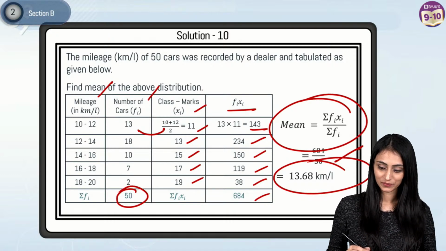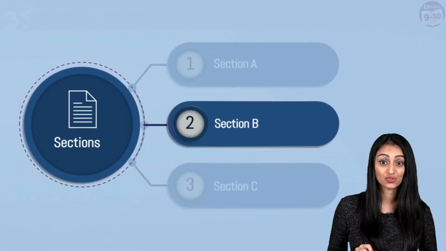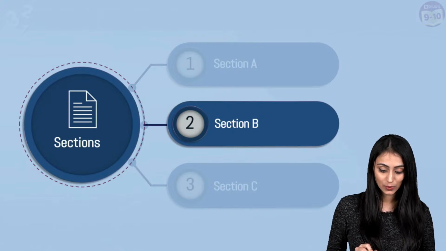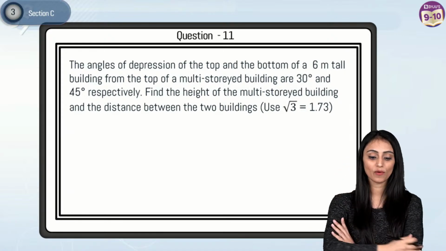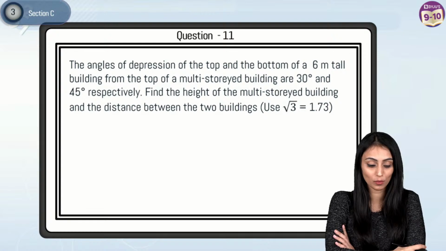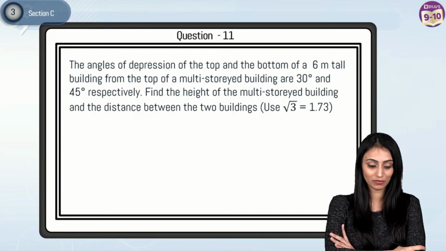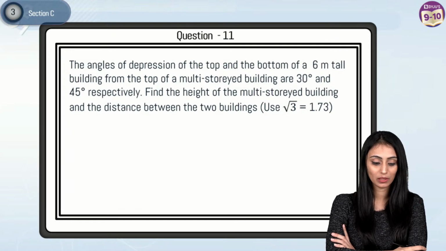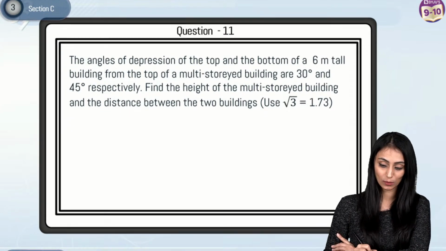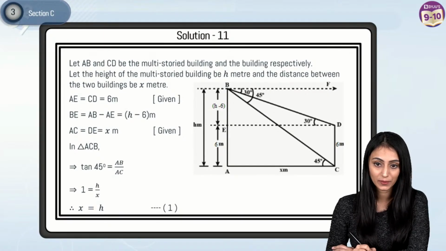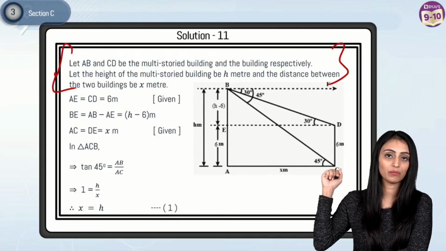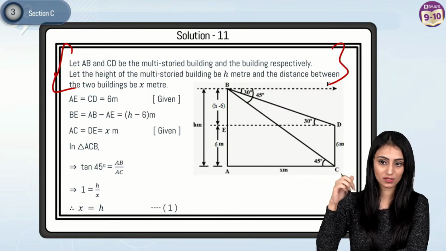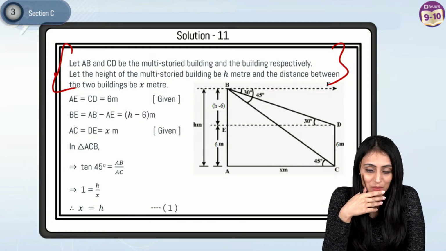All right, all right. So these were the questions from your section B paper, right? Now let's quickly discuss the questions from section C. So here is question number 11. The angle of depression of the top and bottom of a 6-meter tall building from the top of a multi-storied building are 30 degrees and 45 degrees respectively. Find the height of the multi-storied building and the distance between the two buildings. Use root 3 equal to 1.73. So this is the figure that we have here. Yes. So here I hope that everybody has mentioned these statements when attempting the question of applications of trigonometry. This is what I told you, right? Day before the exam also.